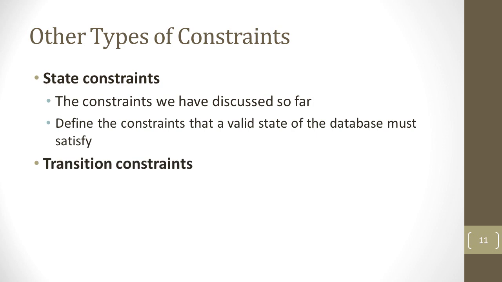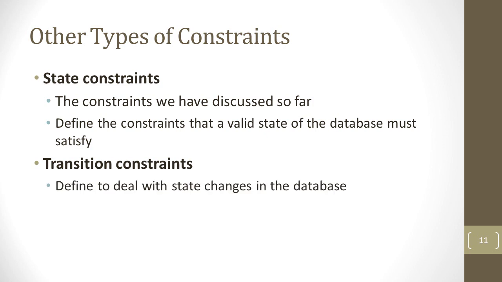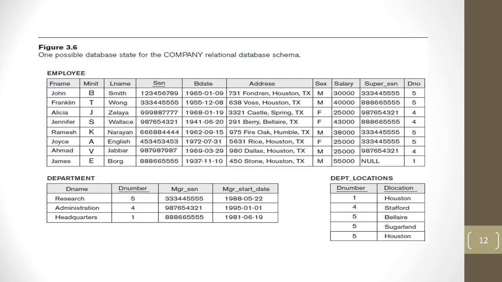So state constraints kind of specify what's valid. Transition constraints deal with the data changing and how do we kind of put constraints on that. So you can see that an employee could get a raise or could get a demotion in pay. Well, that's still a valid state of the database. If you went from 30,000 to 25,000, that's not going to violate any state constraints. But if you have a transition constraint saying it can't go down, that would be a violation.